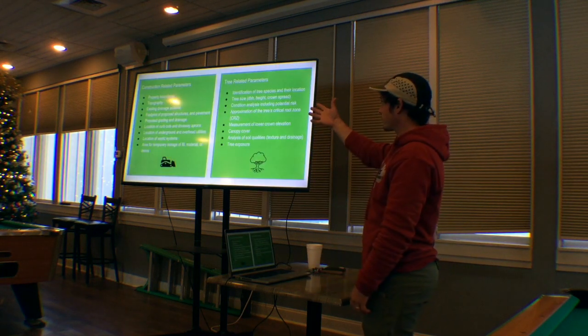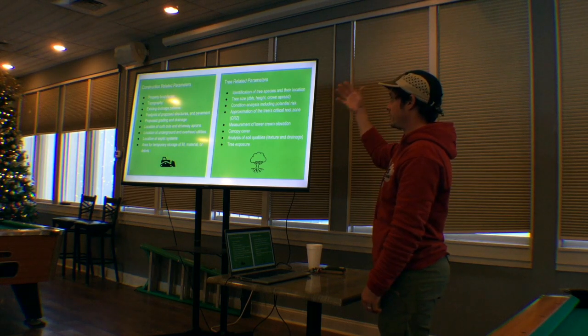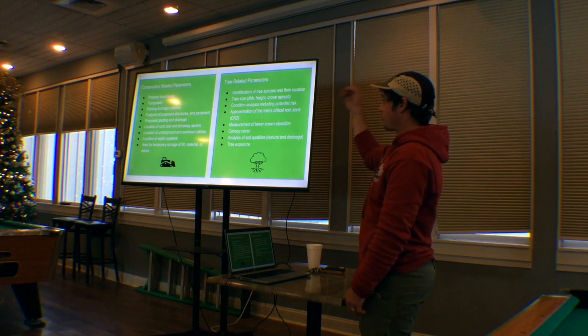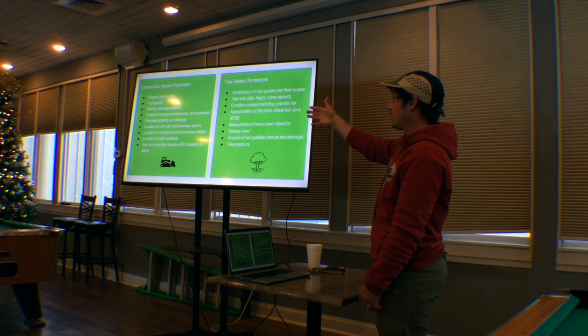So, construction-related parameters: you have property boundaries, topography, existing drainage, footprint of structures, grading and drainage plan, location of curb cuts, underground utilities, overhead utilities, septic systems, areas for storage, and material debris.